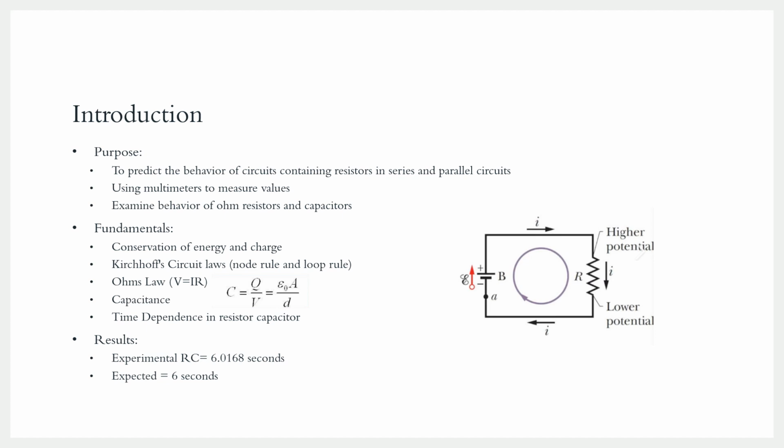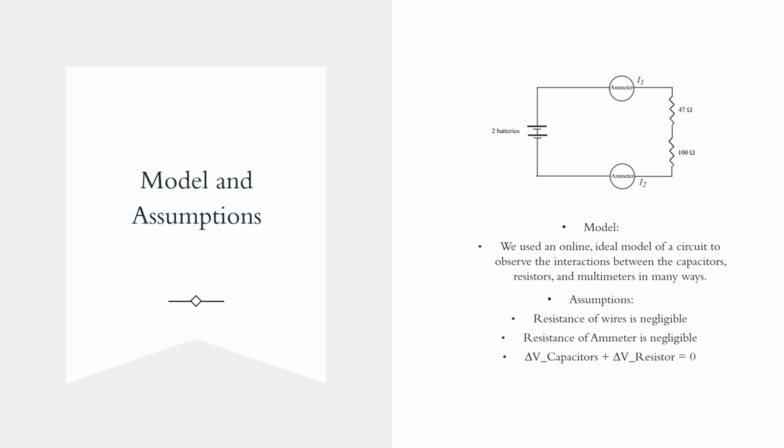Some results that we had were the experimental value of RC was equal to 6.0168 seconds, and the expected value was 6 seconds. For our model, we used an online ideal model of a circuit to observe the interactions between capacitors, resistors, and multimeters in many ways. Some assumptions were that the resistance of wires is negligible, and the resistance of the ammeter is also negligible. The change in voltage of capacitors plus the change in voltage in resistors should be equal to 0.